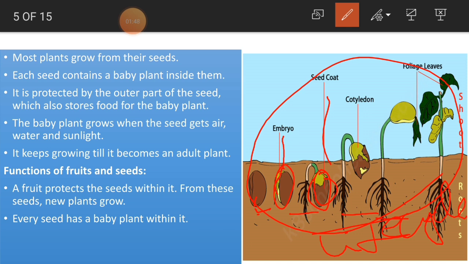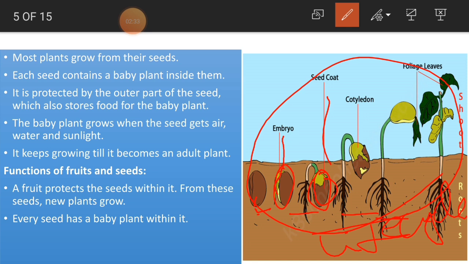So what is the function of fruits and seeds? A fruit protects the seeds within it. From these seeds new plants grow. So if you see fruits, as we said, papaya, pomegranate and all that, they are going to protect the seeds inside them. And from those seeds, what happens? New plants grow. Every seed has a baby plant within it. Okay, children, we can grow plants with the help of those baby plants.